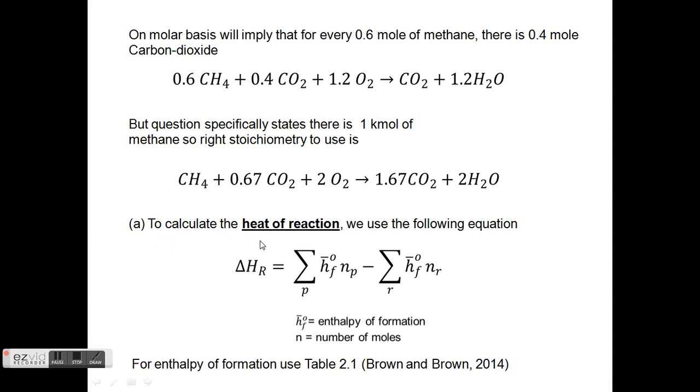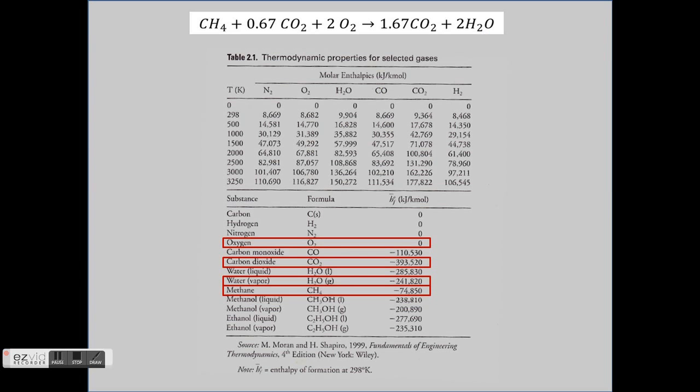So the first question, heat of reaction, we have this formula in Brown's book, and we talked about that in the last module. When you use this formula, we have the enthalpy of formation times the number of moles of the products, and then subtract that of the reactants, and you get your heat of reaction.